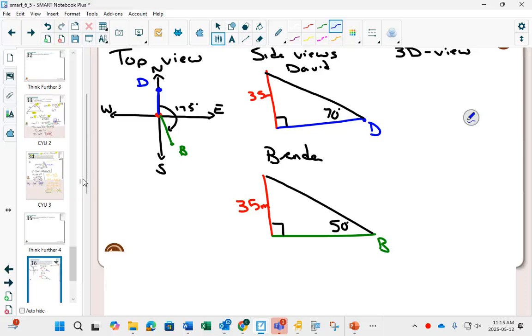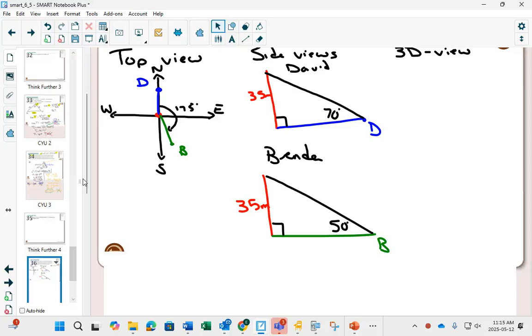The blue line is the distance from the tower to David. See how that matches up with the blue line on the side view? And the green line is the distance from Brenda to the tower. See how that matches up? So can you imagine taking this triangle, picking it up, and marking the red on the dot and the blue line on the blue line? And the green one, sort of visualize picking that up, putting the green line on top of the other one, and it's standing up straight.